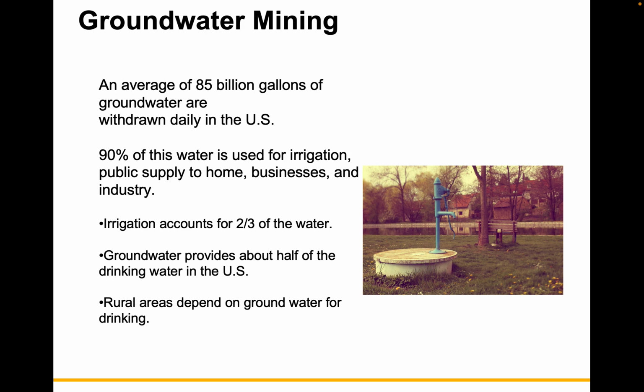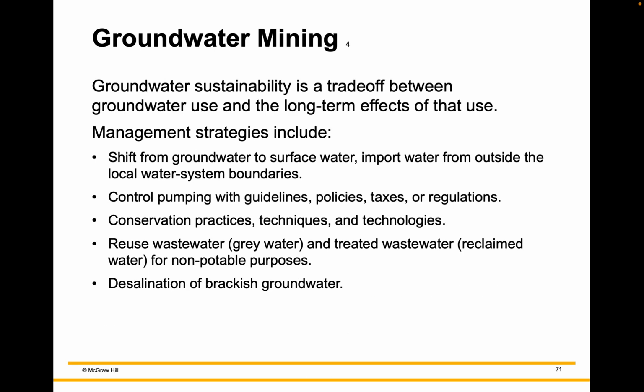Irrigation accounts for 2/3 of the water, and groundwater provides about half the drinking water in the U.S. Rural areas especially depend on groundwater for drinking. Water sustainability is a trade-off between groundwater use and long-term effects of that use. Management strategies include a shift from groundwater to surface water and importing water from outside of local water system boundaries.